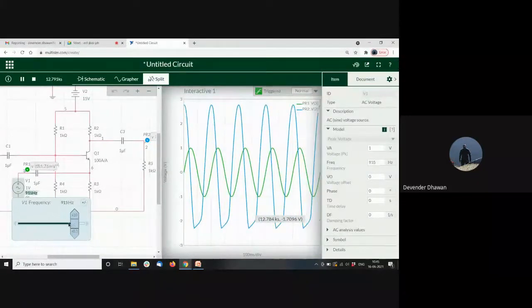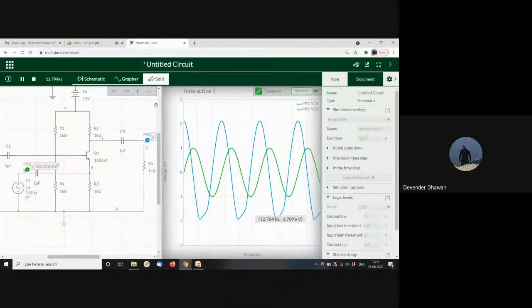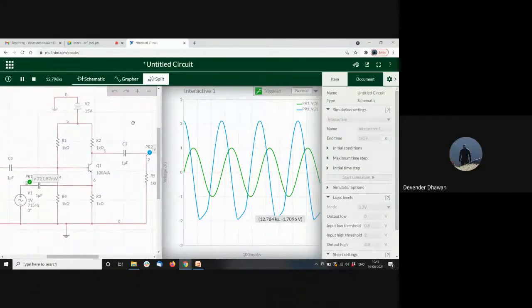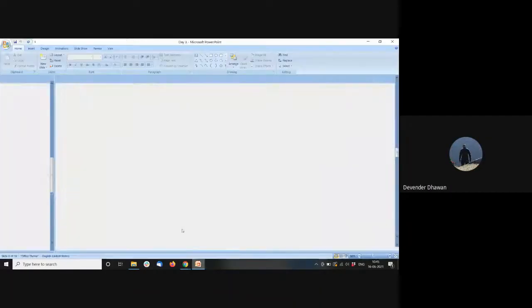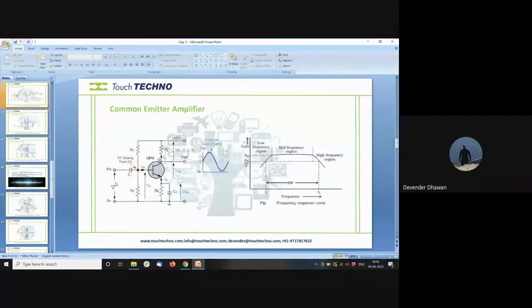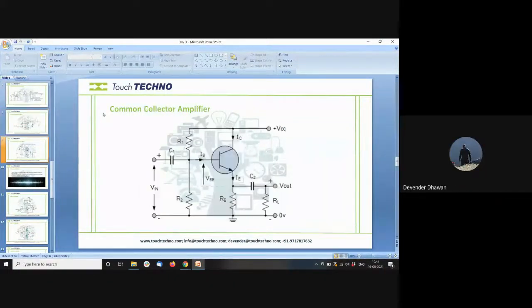Any questions on this? Sir, which circuit is this? I skipped a little bit. This one is the common base circuit. Okay. The circuit diagram is this one, you can see. You can take a snap if you want for the circuits. And this was the common emitter circuit that we used. Then we have in our pipeline the common collector also.